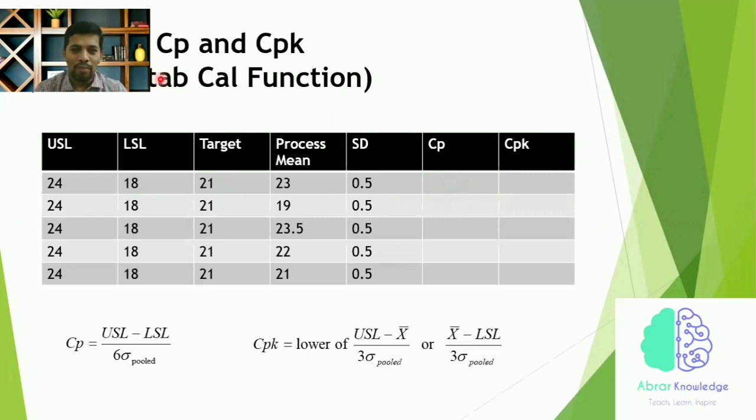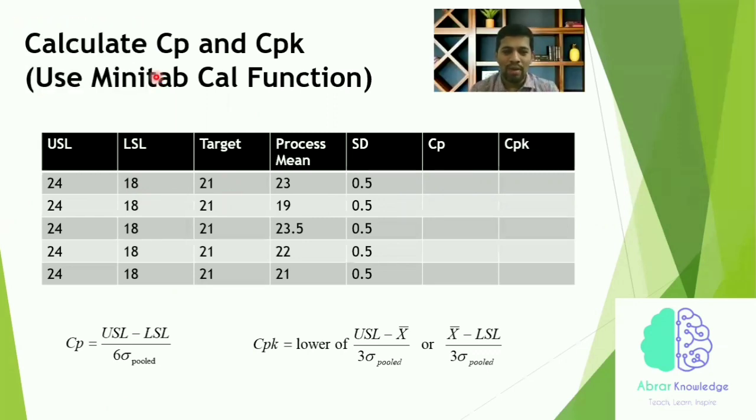You all know the formula, and just to recap, CP equals USL minus LSL divided by 6 sigma, and CPK is the lower, or the minimum value, of USL minus X bar divided by 3 sigma, or X bar minus LSL divided by 3 sigma, whichever is the lower value. So that is something we will be doing.